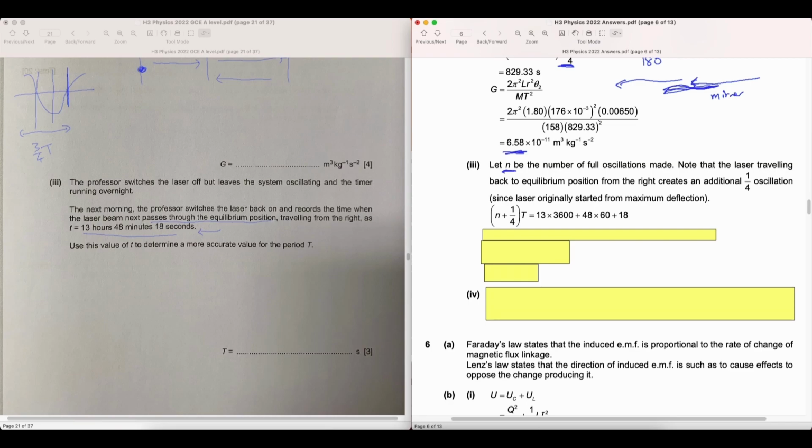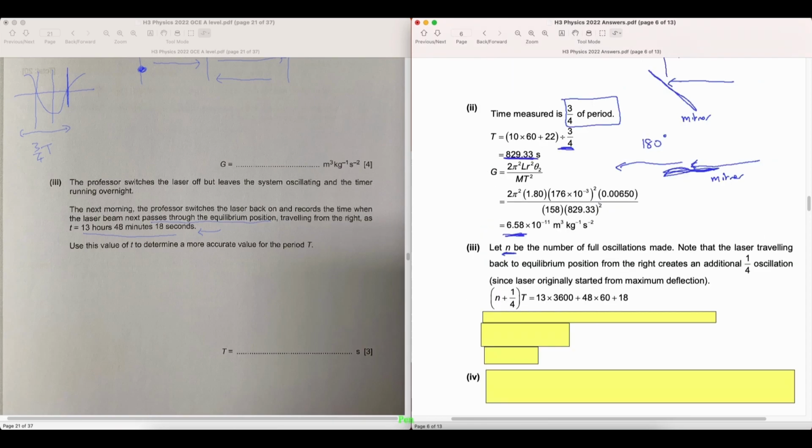Now because we don't know the exact value of n, what we can do is take the original value of T that we calculated in the previous question, which is 829.33 seconds, and then we take the quantity on the right hand side over here divided by T, and we see that the most appropriate value for n is when n is 60. If n was chosen to be any other value, then the T that we obtain will be further off from the T we obtained in the previous step.